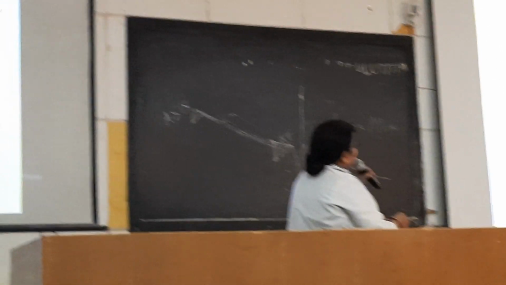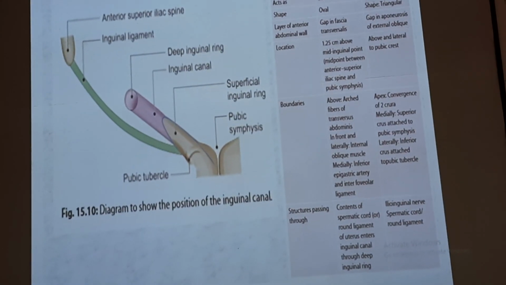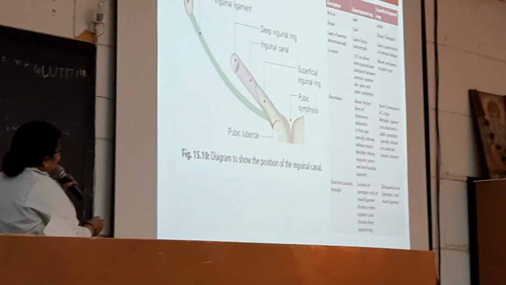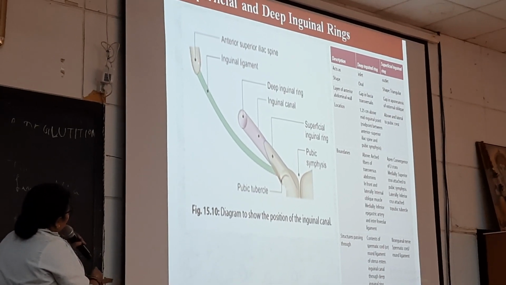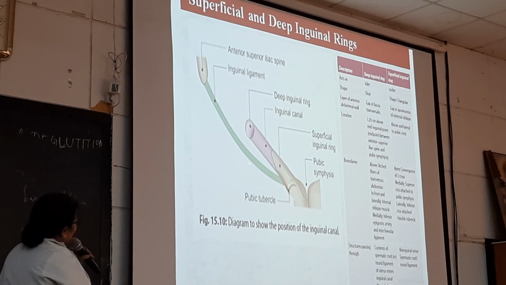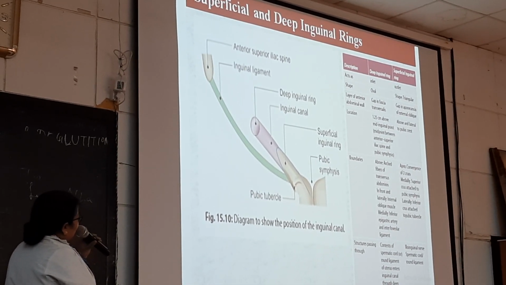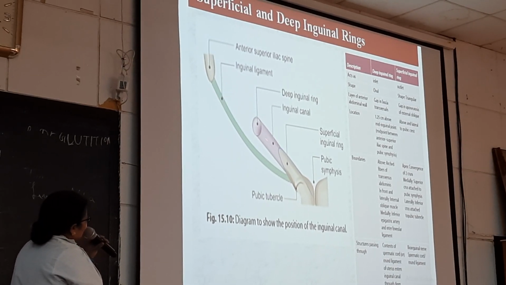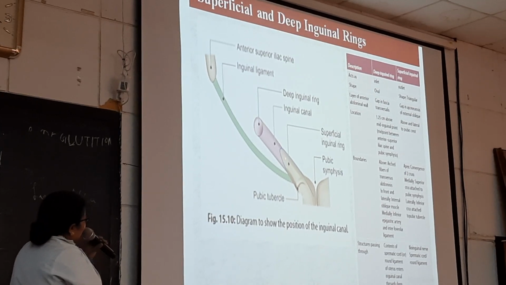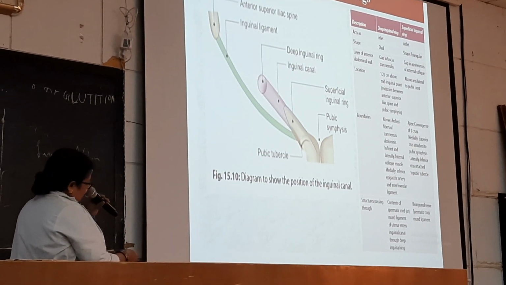So next, what are the contents? I told you about the superficial inguinal ring and deep inguinal ring. This is the inguinal ligament, in green color. This is the inguinal ligament, this is the pubic tubercle. Only this much is your inguinal canal. This is the deep inguinal ring, the triangular one, and this is the superficial inguinal ring.